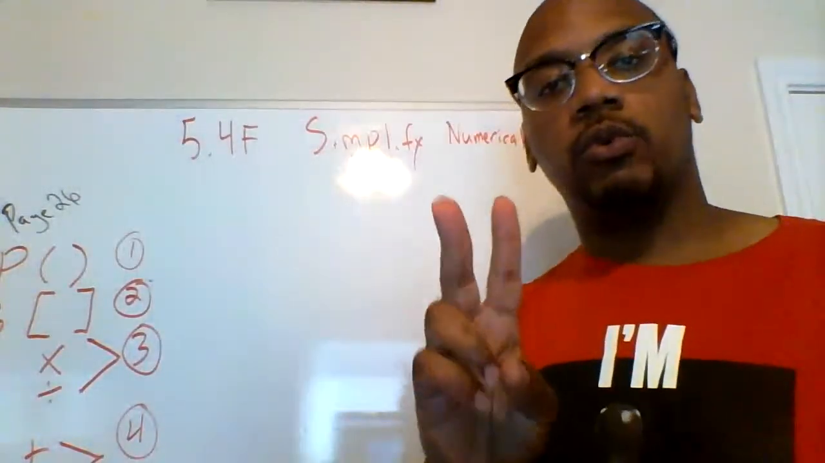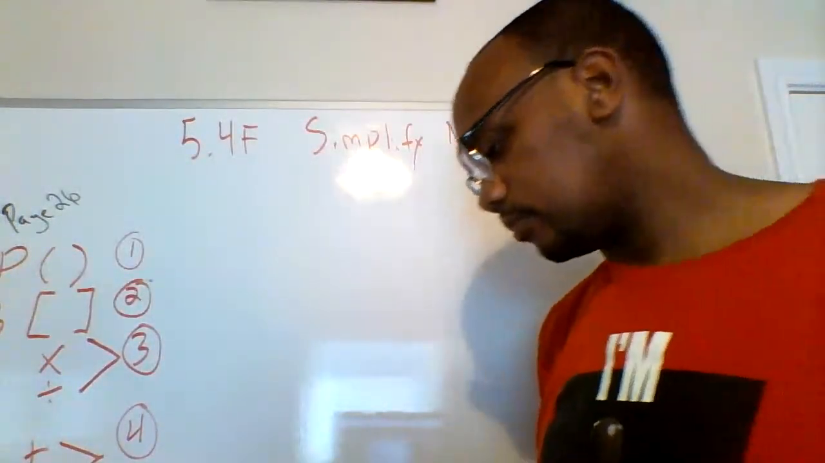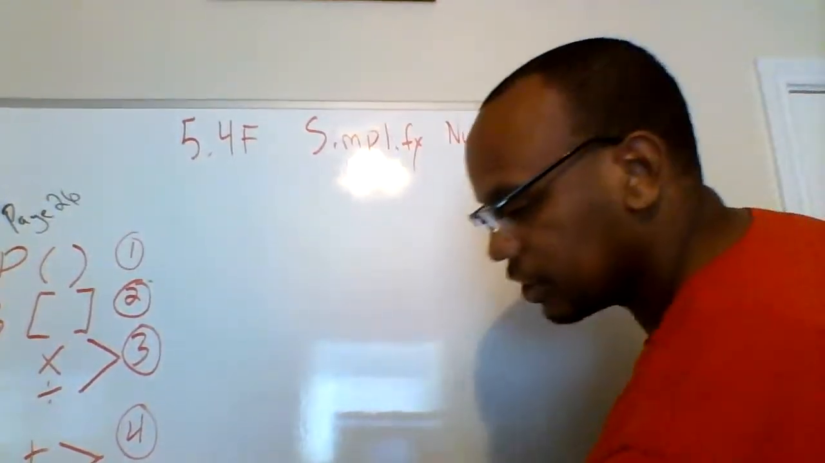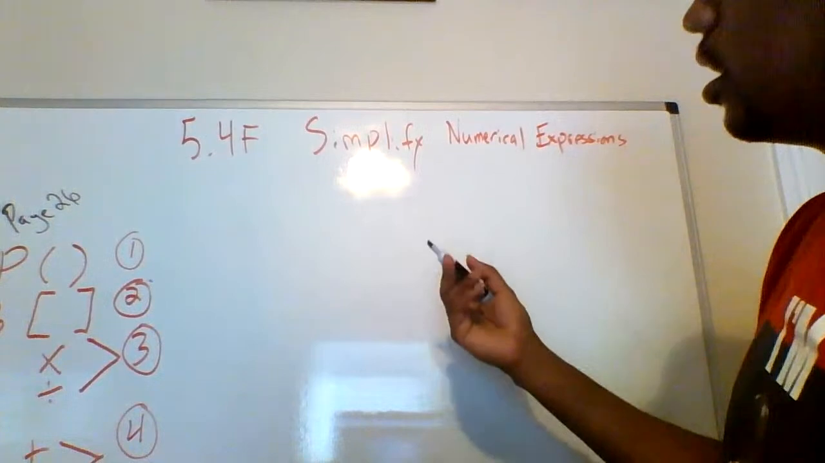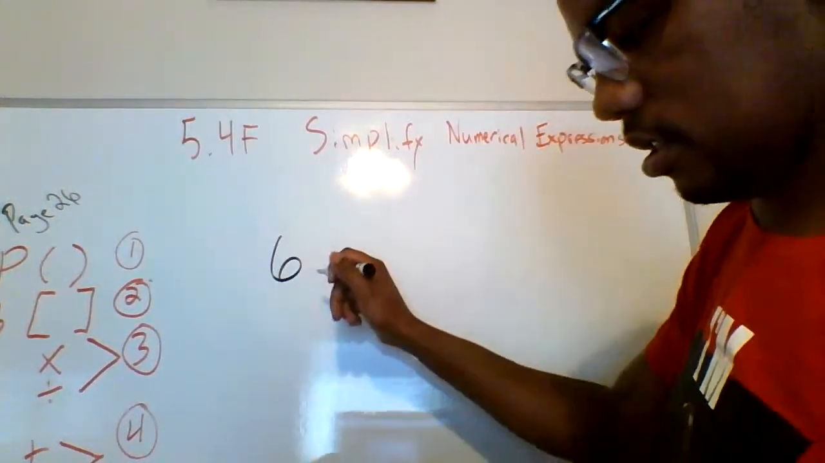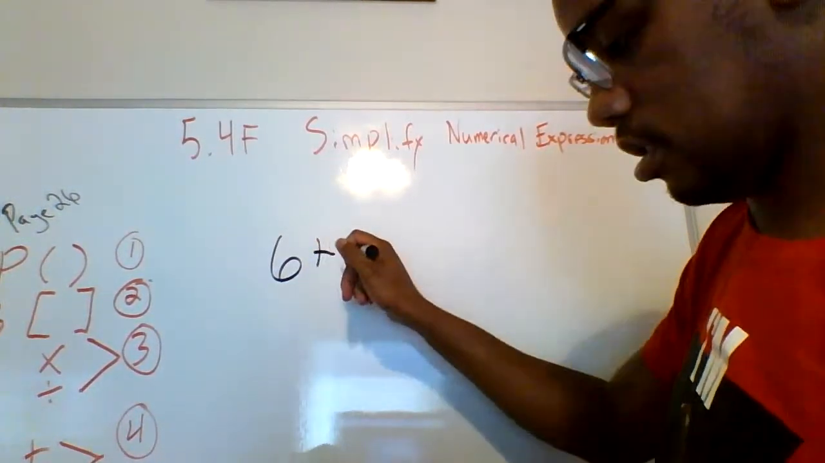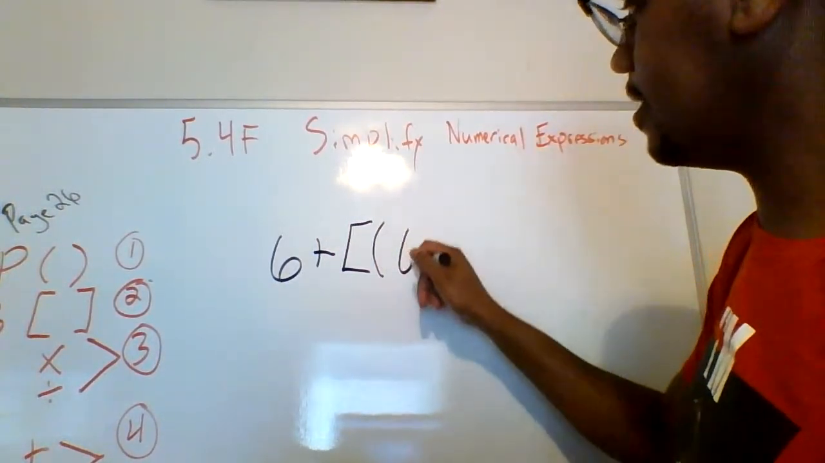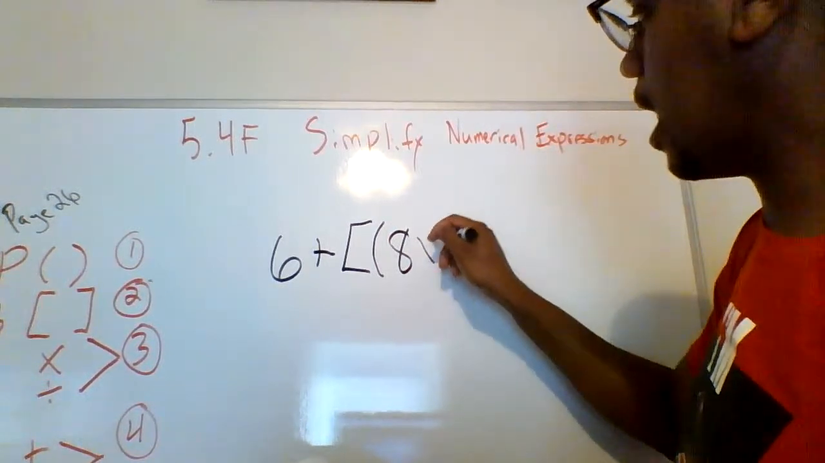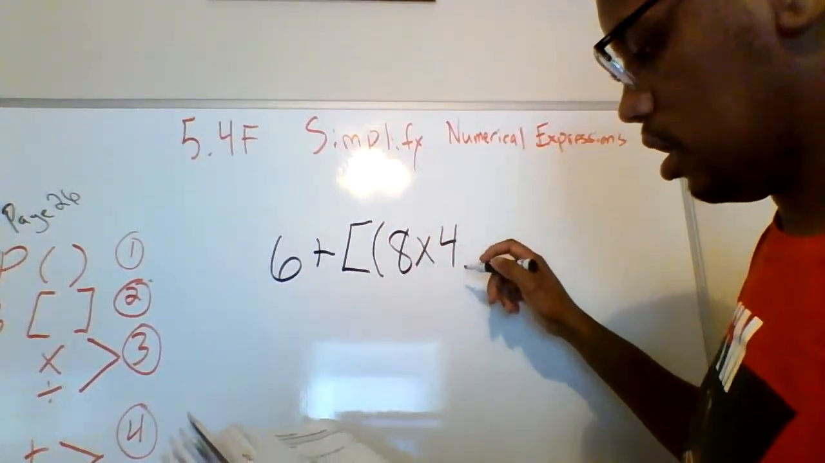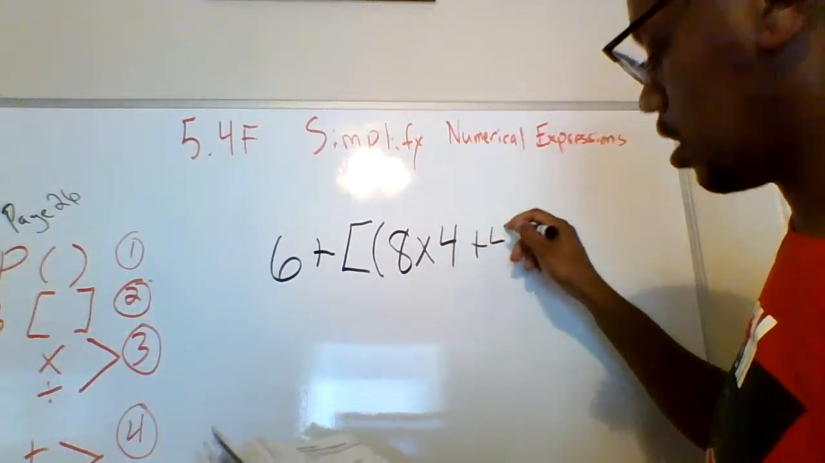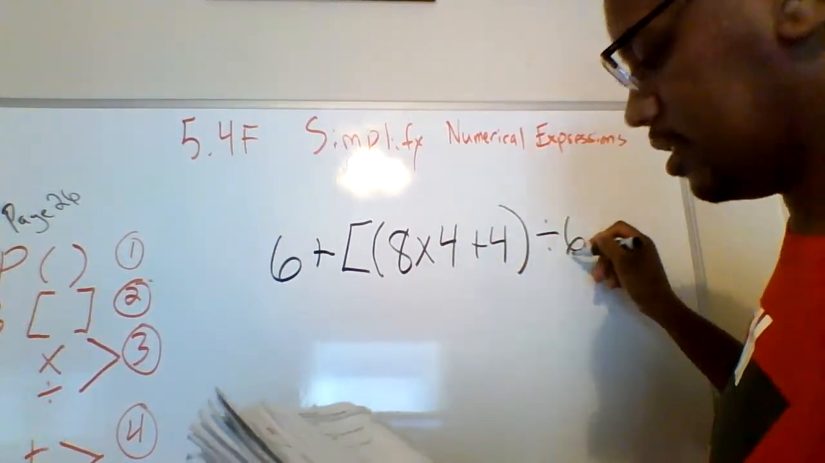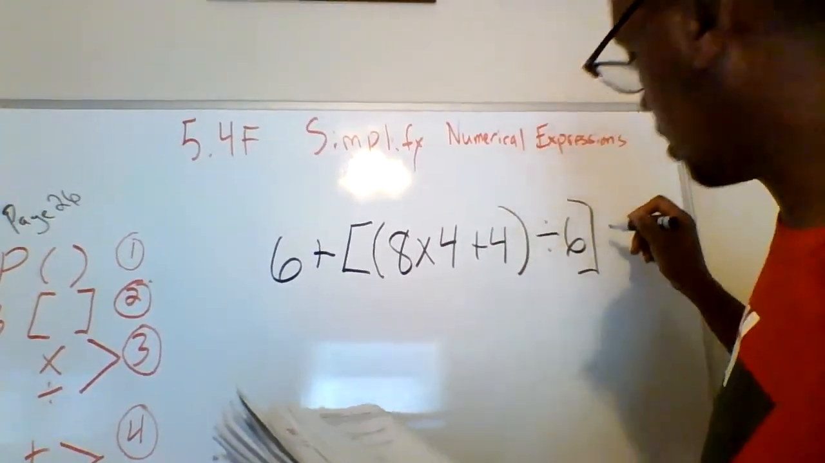All right. Number 2, número dos. What is the value of the expression below? The expression is 6 plus brackets, parentheses, 8 times 4 plus 4, parentheses, divided by 6, bracket, minus 3.